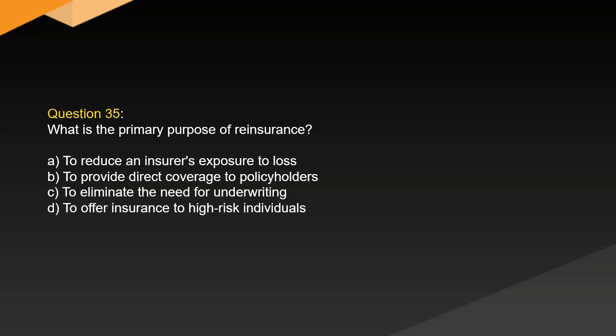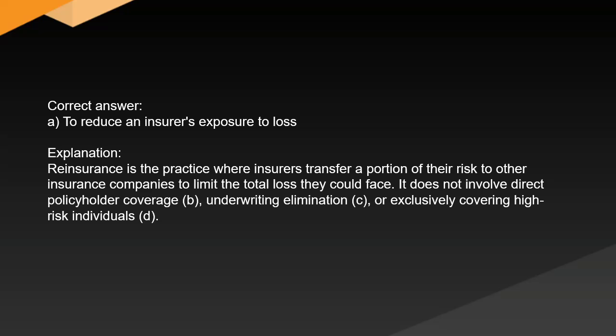Question 35. What is the primary purpose of reinsurance? A. To reduce an insurer's exposure to loss. B. To provide direct coverage to policyholders. C. To eliminate the need for underwriting. D. To offer insurance to high-risk individuals. Correct answer. A. To reduce an insurer's exposure to loss. Explanation. Reinsurance is the practice where insurers transfer a portion of their risk to other insurance companies to limit the total loss they could face. It does not involve direct policyholder coverage, B, underwriting elimination, C, or exclusively covering high-risk individuals, D.